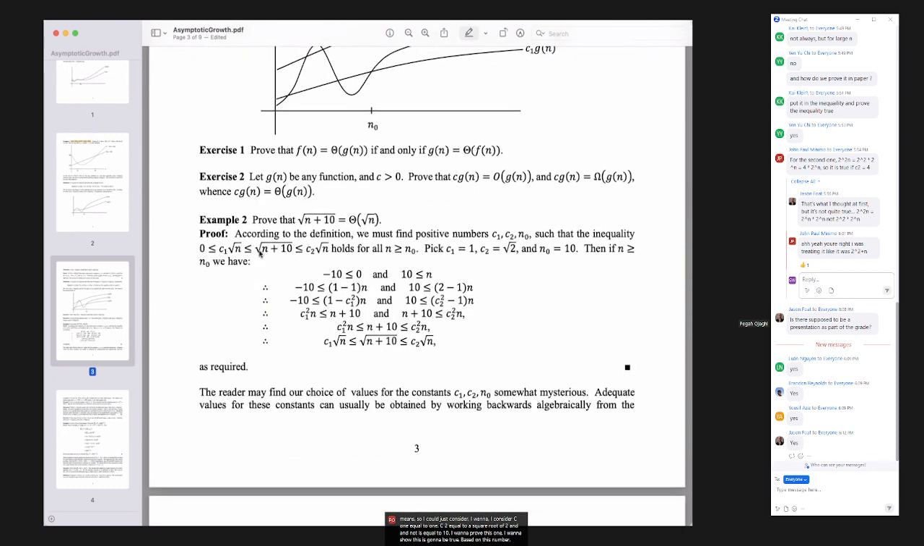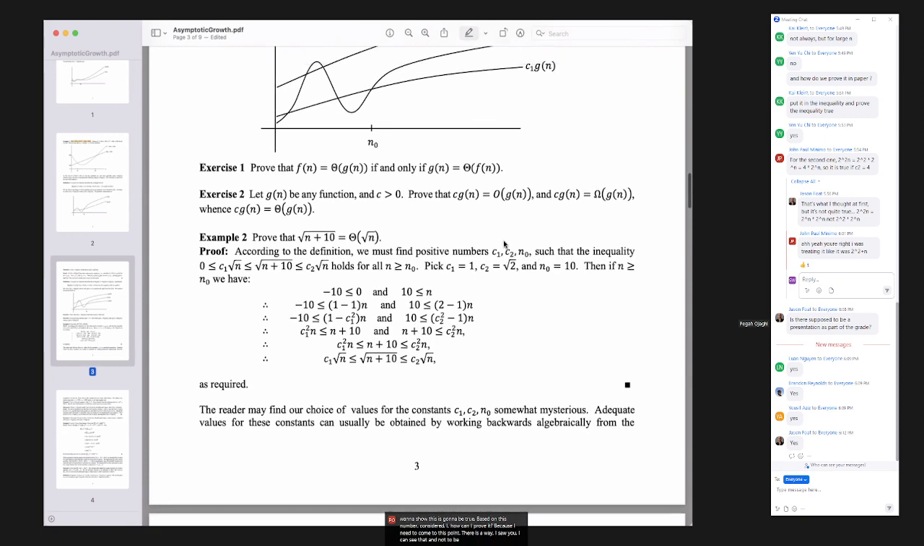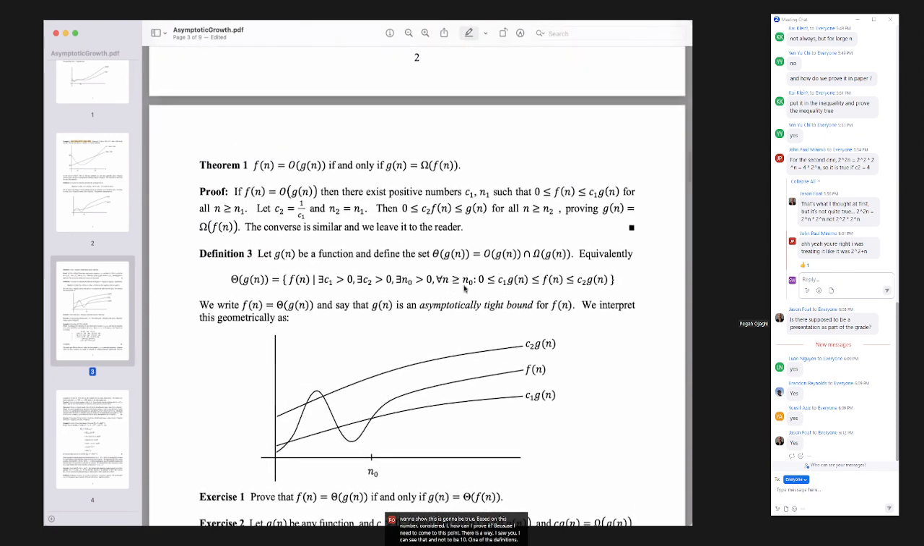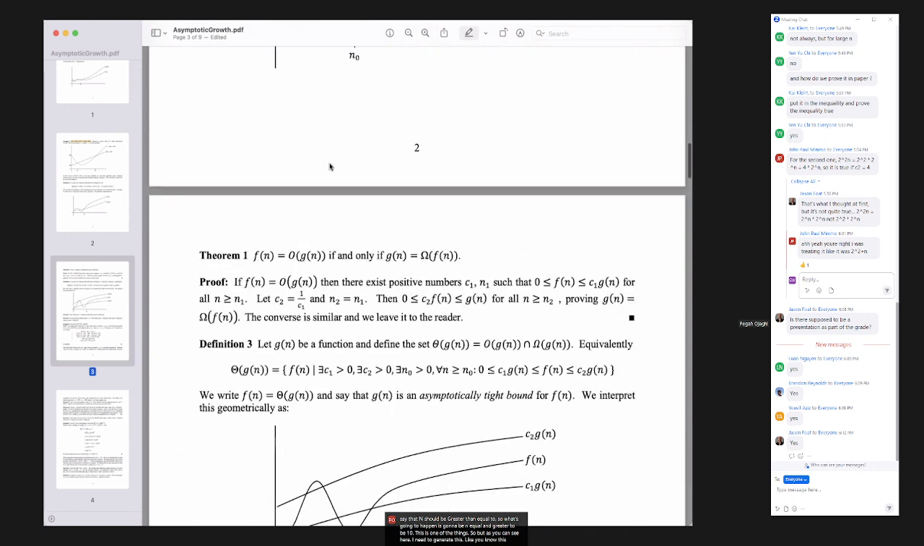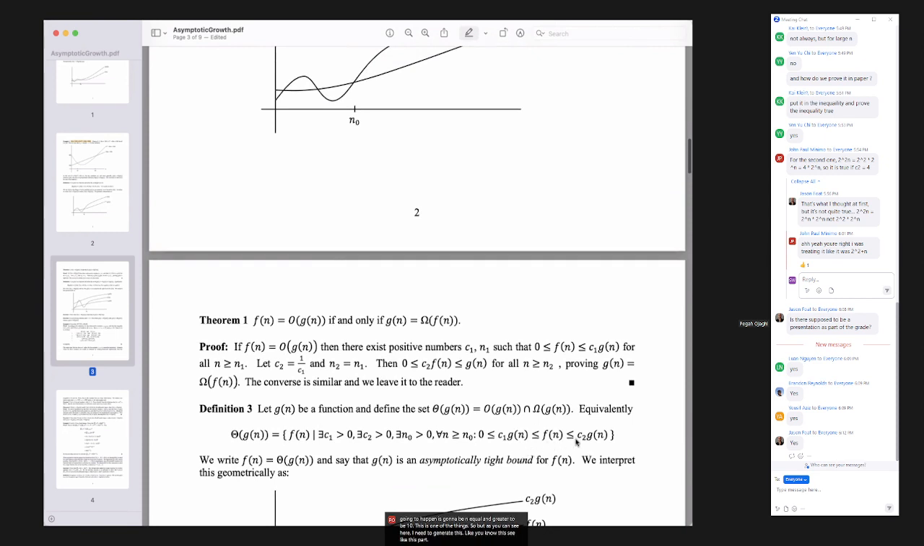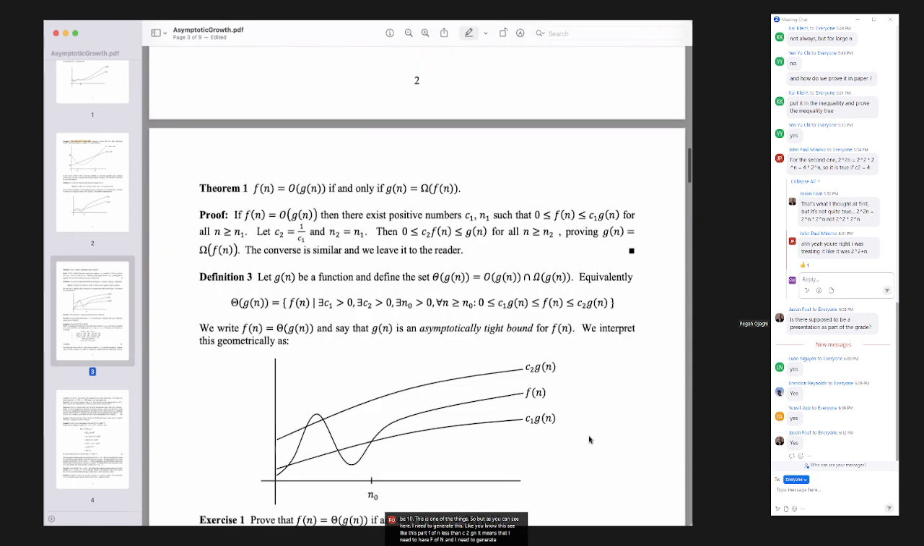How can I prove it? I consider n naught to be 10. One of the definitions says that n should be greater than or equal to n naught, so n is equal to or greater than 10. But as you can see here, I need to get to the part f of n less than or equal to C2 g of n. It means I need to have f of n and generate C g of n, one equation.